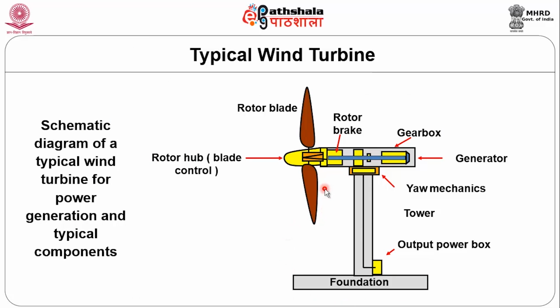This is the cut section of a typical wind turbine, and this is the rotor, also called the hub, and these are the blades, and the rotor brake and generator, yaw mechanism, and this is a tower. All the controls are there inside the tower, and this is the foundation. And this is a schematic diagram of the wind turbine system, which identifies major components like the gearbox, the generator, yaw mechanism, the rotor, the brake, and the hub, everything.